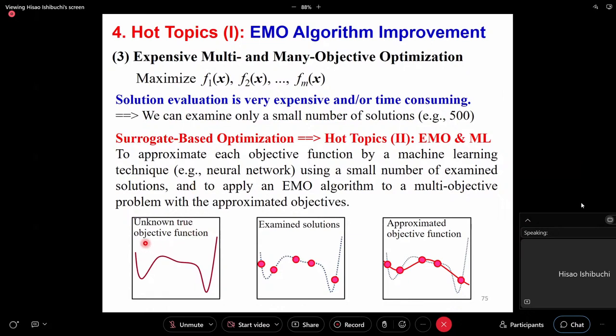Here, we have an unknown objective function. This is unknown, and we have a small number of examined solutions. Using them, we create an approximation model of the true objective function. Then we find some good, promising region. Then we can examine some other solutions. Then we improve the model. This is the idea of surrogate-based optimization for expensive multi-objective problems. This is also a very hot topic.